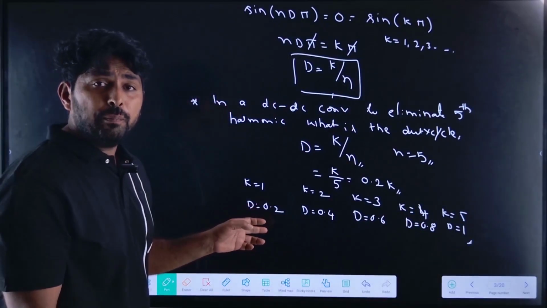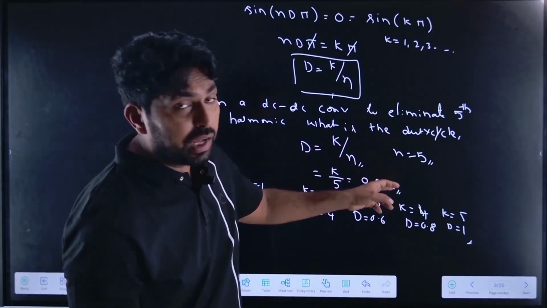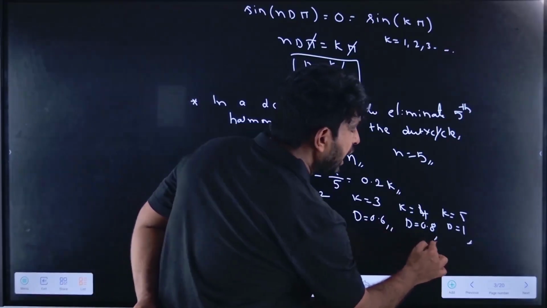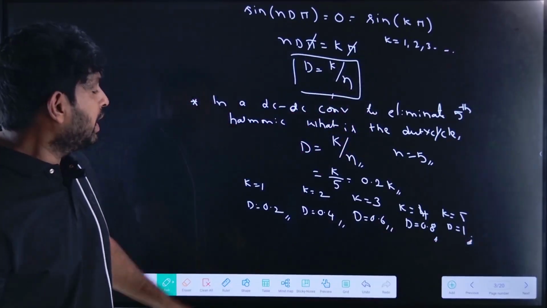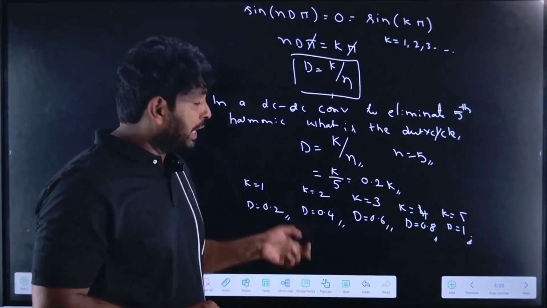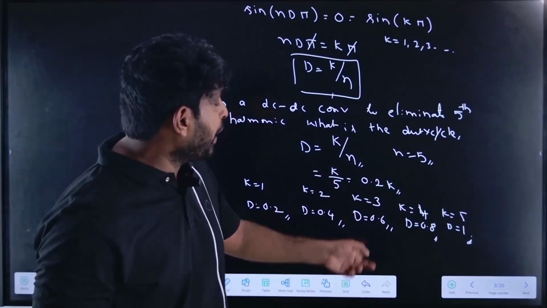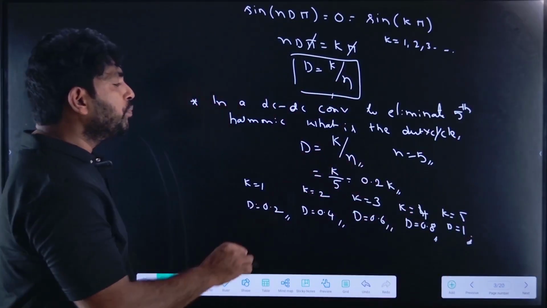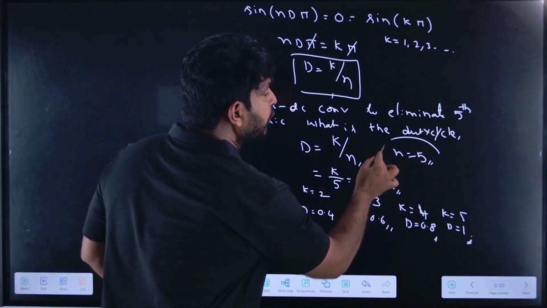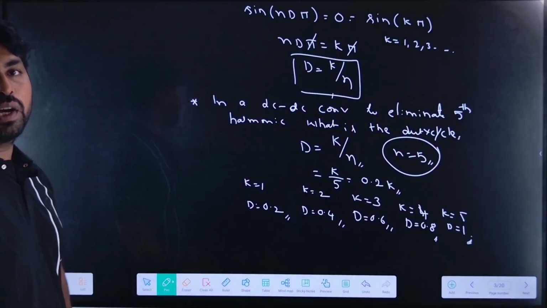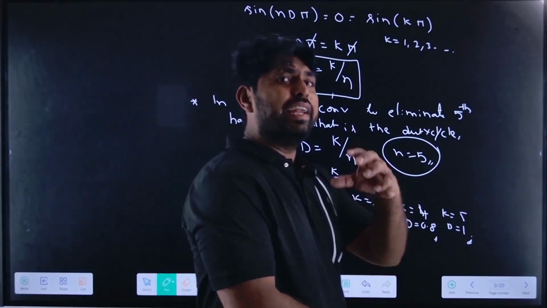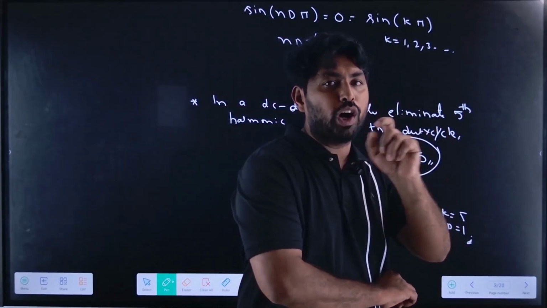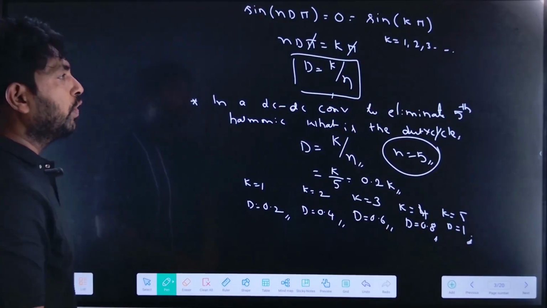If I apply this formula, D equals k by n, then if I operate the DC to DC converter at any of the duty cycles 0.2, 0.4, 0.6, 0.8 or 1, the fifth harmonic will be eliminated. This is how we can eliminate a particular order of harmonic. We can eliminate one harmonic.